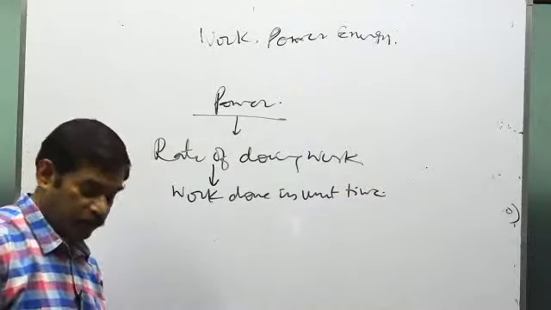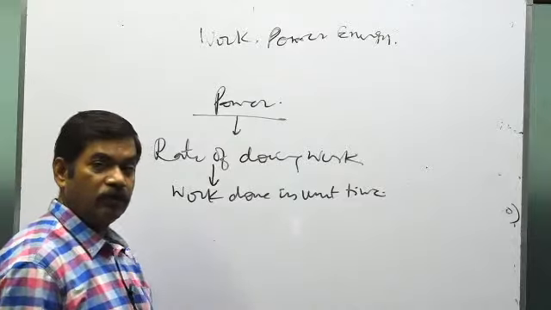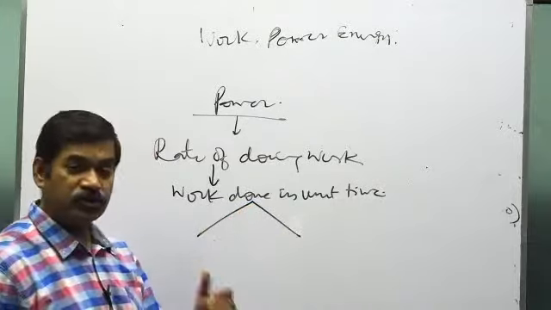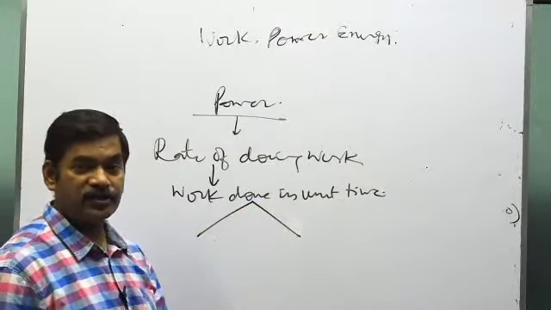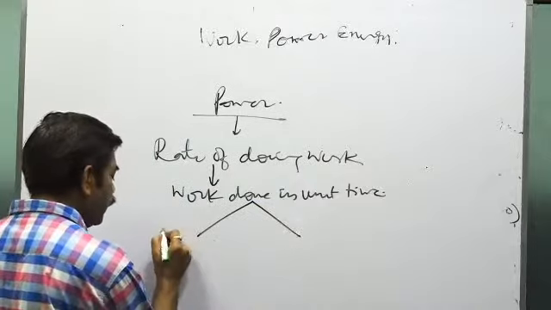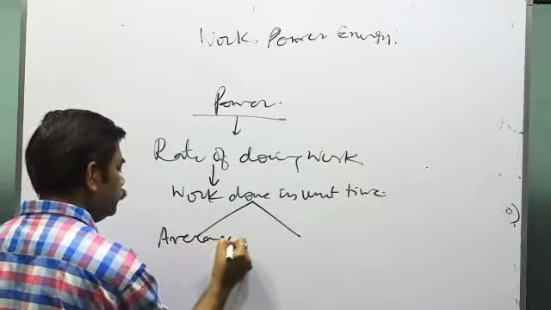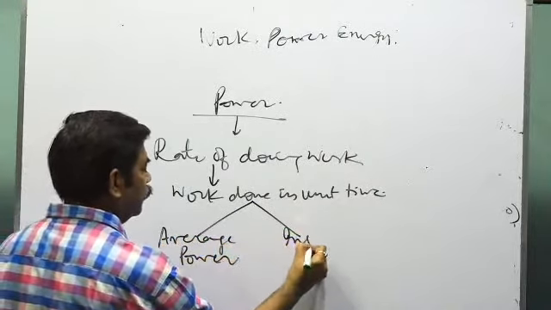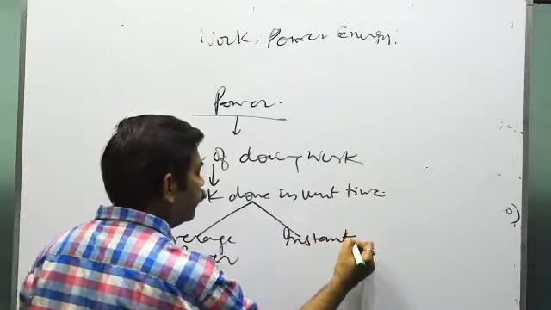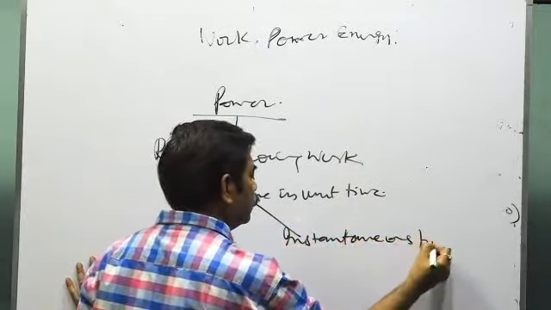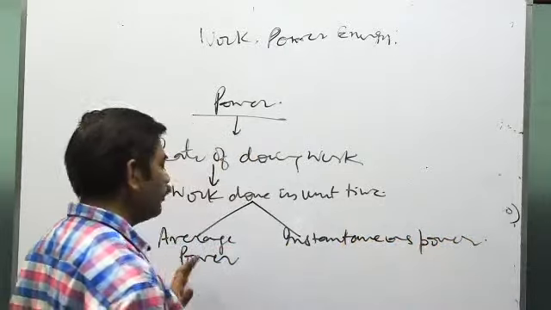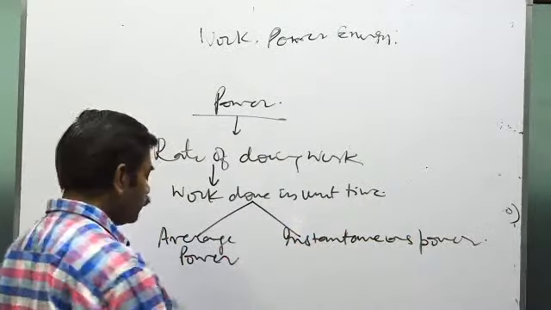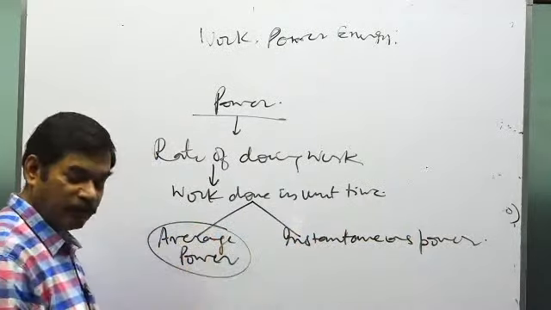This is clear. But you need to know that there are two kinds of powers that will be used in terms and will be asked in questions. One is the average power, and the other is the instantaneous power. So what is the average power? How do you calculate the average power?